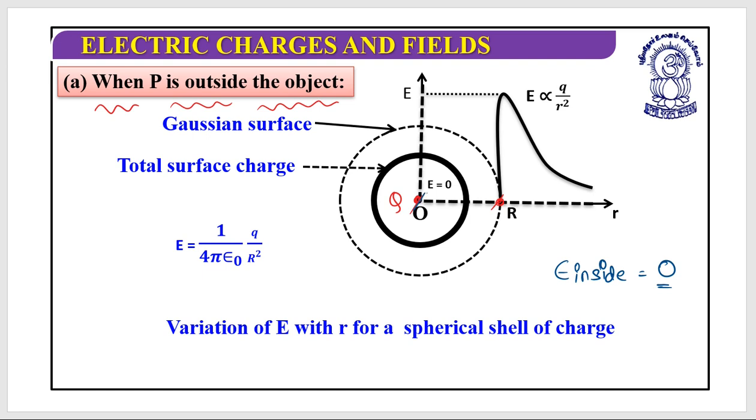So look at this. 0 to R, it would have a zero electric field. And when you move outside the sphere, it is directly proportional to 1 by r square. So as soon as distance increases, this will decrease. So things would look like this.